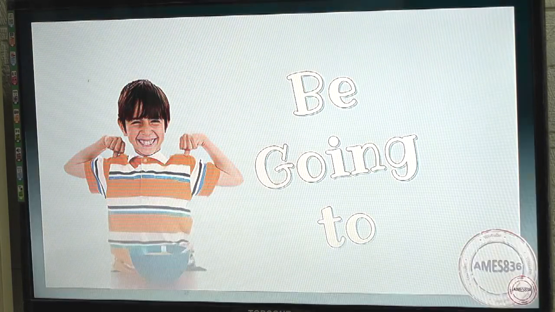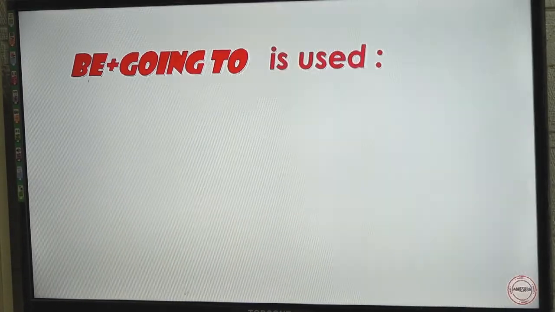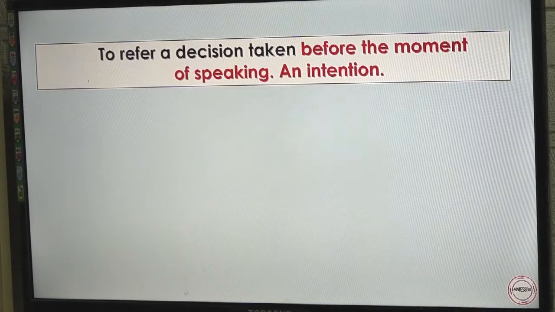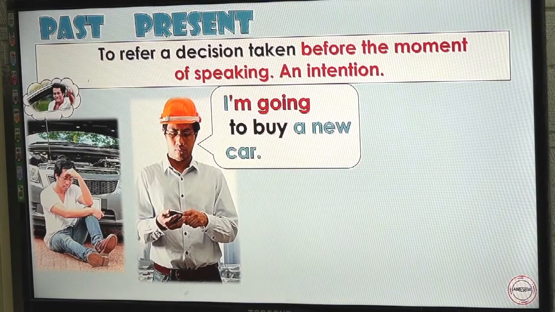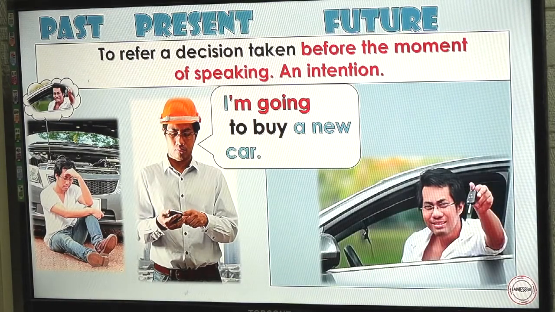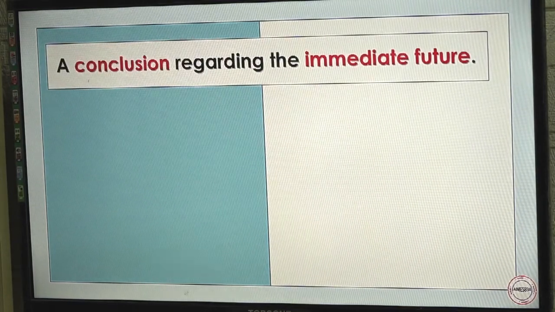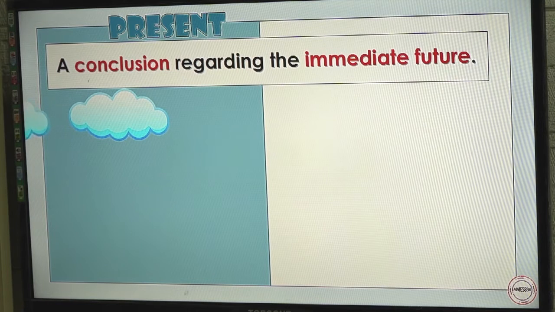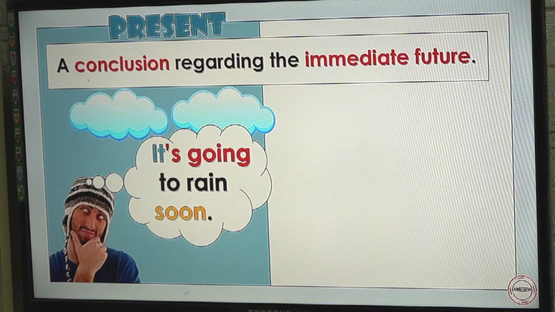Be going to. Be going to is used to refer to a decision taken before the moment of speaking, an intention. I'm going to buy a new car. A conclusion regarding the immediate future. It's going to rain soon.